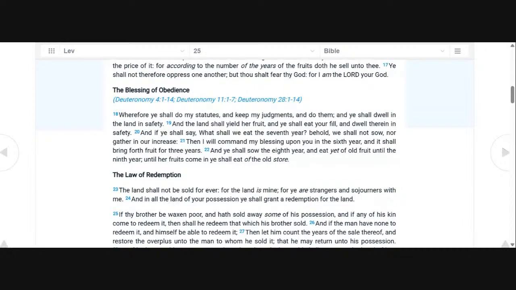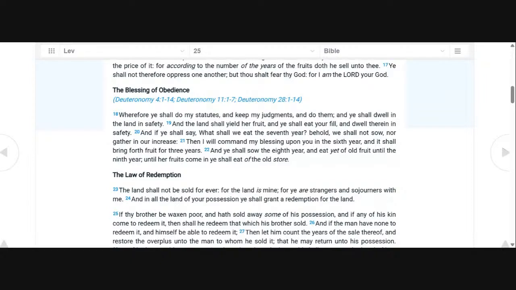Then I will command blessing upon you in the 6th year, and it shall bring forth fruit for 3 years. Why 3 years? Why not like the manna? What changes here? Why is it not the same as the manna? Because the manna had no expression of the 50-year Jubilee cycle. So God added a year.